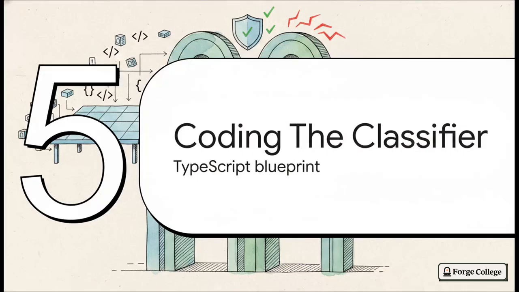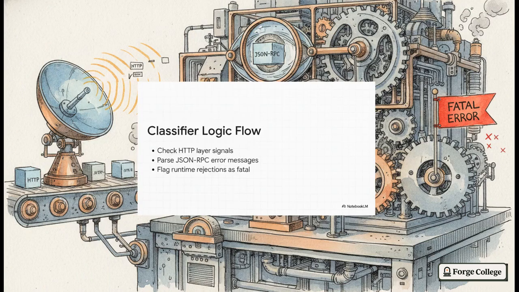Part 5, coding the classifier. We are translating this blueprint straight into TypeScript. Let's take that theoretical table we just built and actually wire it up to build a fully automated hygiene layer. The logic flow for this is honestly quite simple. First, you're going to check your HTTP signals. So a 429 immediately maps to a rate limit.